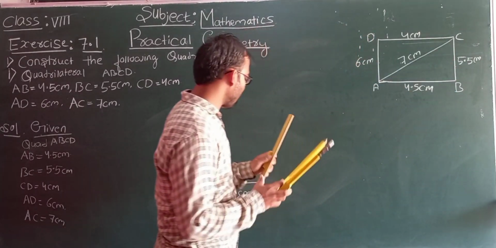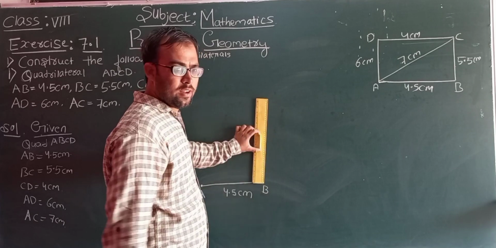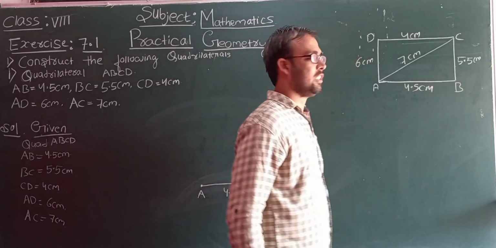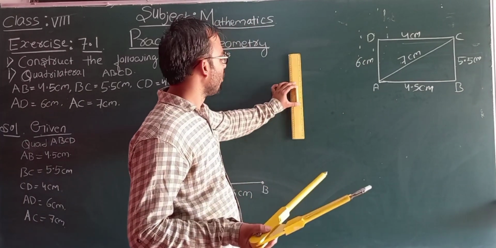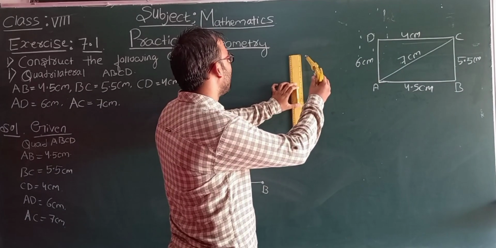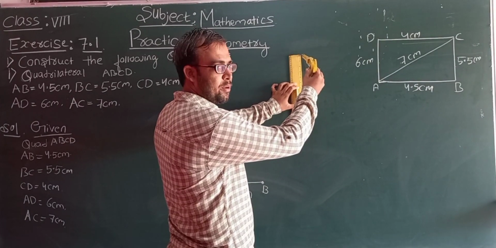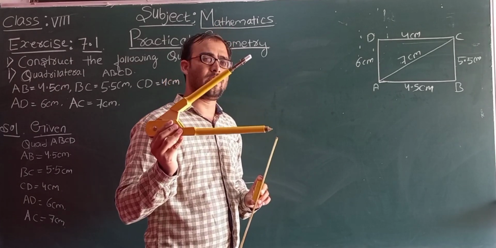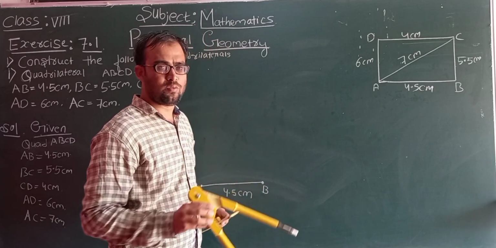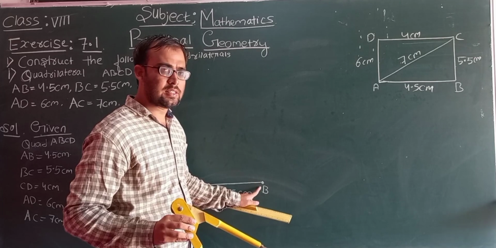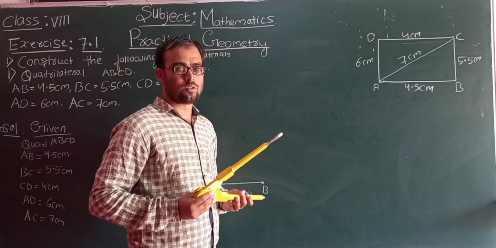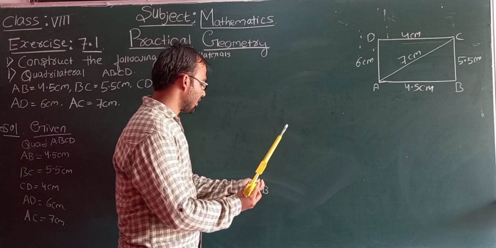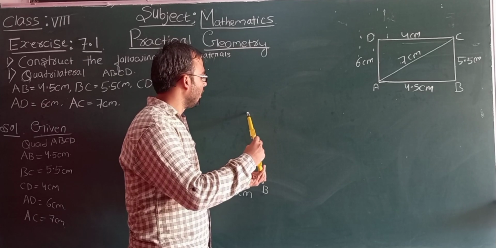Students, now we cannot draw the line BC exactly. With the help of a scale like this we cannot keep and draw the line of 5.5 centimeter. So how to draw the line of 5.5 centimeter? Hold the scale, measure 5.5 centimeter, and after measuring, set the compass to 5.5 centimeter. And when you set the compass to 5.5 centimeter, with B as center, you need to draw the arc. Suppose this is 5.5 centimeter. So with B as center, draw the arc like this.